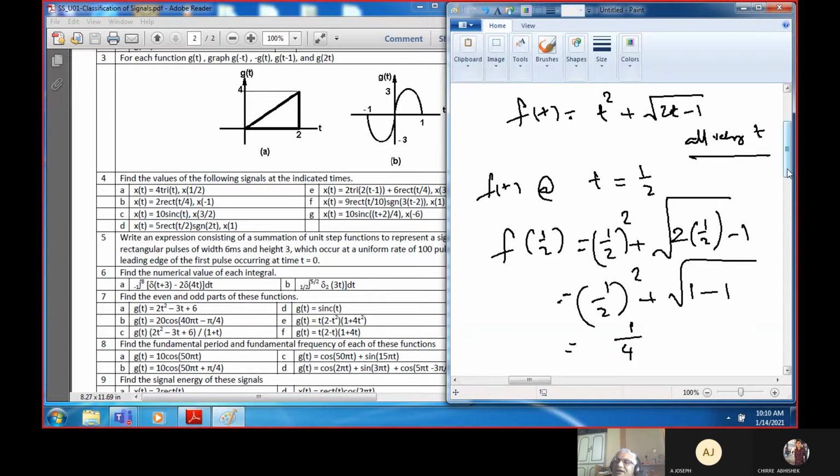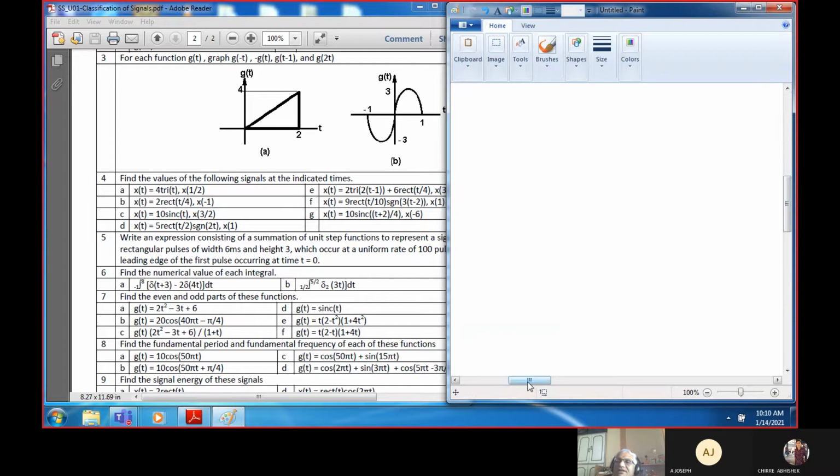But there is a small twist in the problem. What is the problem trying to tell us? Let us read the problem. What is 4a? 4a is given as x of t. Always it need not be f of t. It can be x of t also. What is he giving here? x of t equal to 4 tri in brackets t, and is asking you to find x at t equal to 1 by 2. So what is the value of this one at 1 by 2?